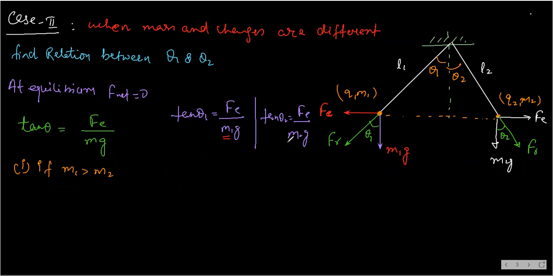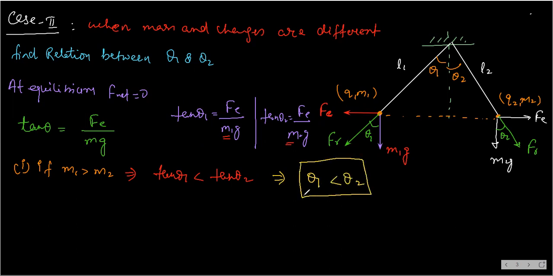If m1 is more than m2, that implies that tan theta 1 should be less than tan theta 2. All of you agree with me? Let me know. Look carefully. Good. Yes, Rahul, all good? Yes. That implies that theta 1 should be less than theta 2. So this is the relation between theta 1 and theta 2 with this condition, m1 being more than m2. If m1 is greater, theta 1 will be smaller compared to theta 2.